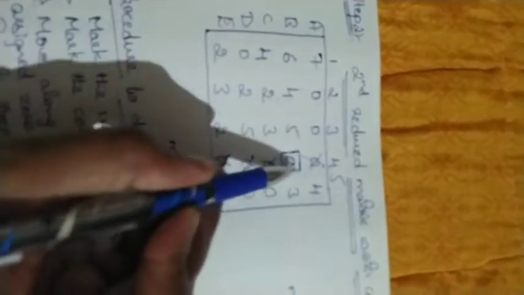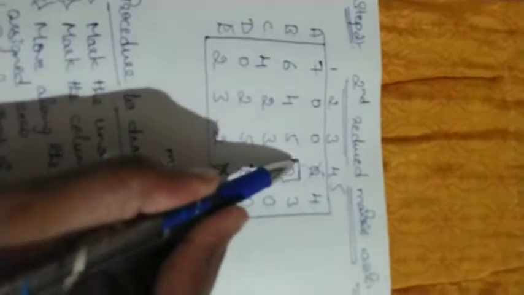It means that the assignment is done. If the row consists of only one zero, then that particular zero is marked with a square box, which means the assignment is done. And in this particular column, wherever we did the assignment, whatever number of zeros are there, all will be cancelled by marking them with cross lines.